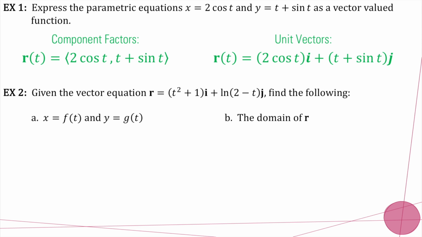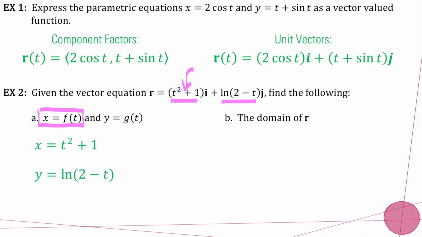Example 2. Given the vector equation t squared plus 1 i and ln of 2 minus t j, find the following. First we need to identify the x parametric function. Well, that's just the first one. And the y parametric function, that's just the second one in front of the j. So we've done that. Now find the domain of r.